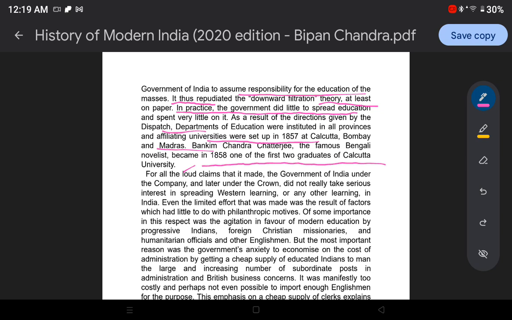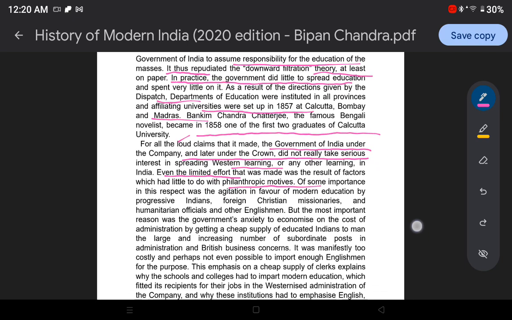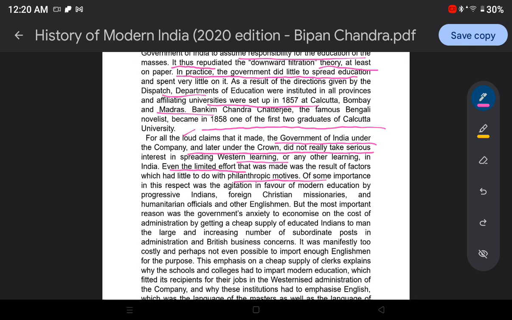For all the loud claims that it made, the government of India under the Company and later under the Crown did not really take serious interest in spreading Western learning or any other learning in India. Even the limited effort that was made was the result of factors which had little to do with philanthropic motives. Of some importance in this respect was the agitation in favor of modern education by progressive Indians, foreign Christian missionaries, and humanitarian officials and other Englishmen.